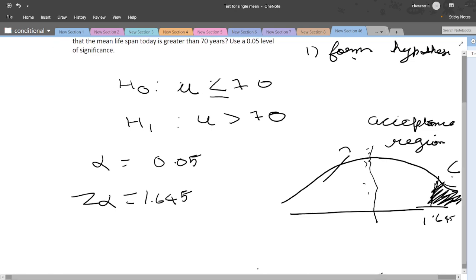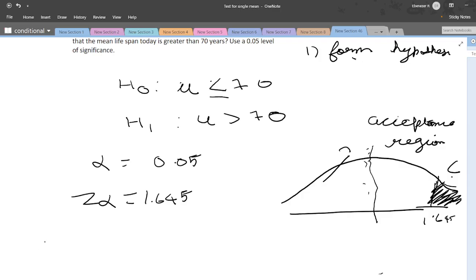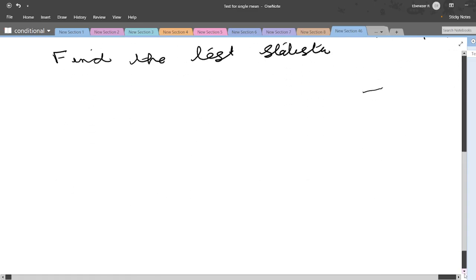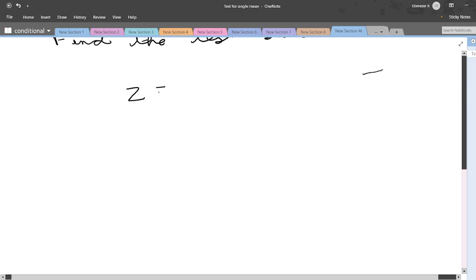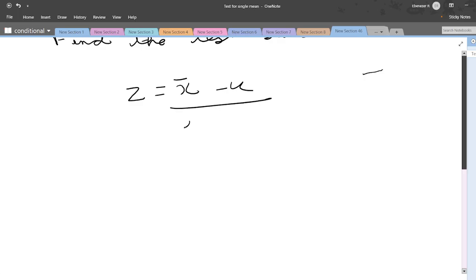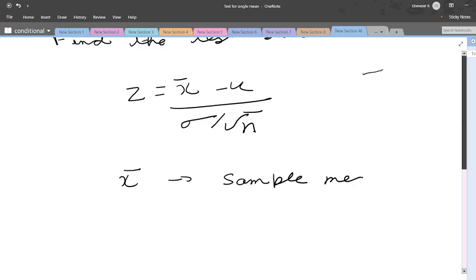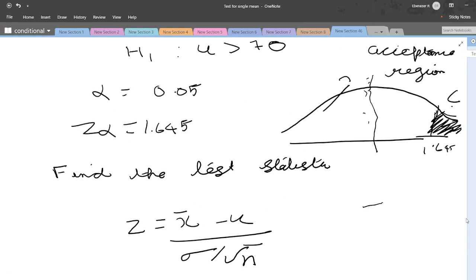So the next step over here is to find the test statistic, which is given by z is equal to x bar minus mu by sigma by root n. Here x bar is the sample mean, given as 71.8. Mu is equal to 70, since we are testing whether mu is 70.